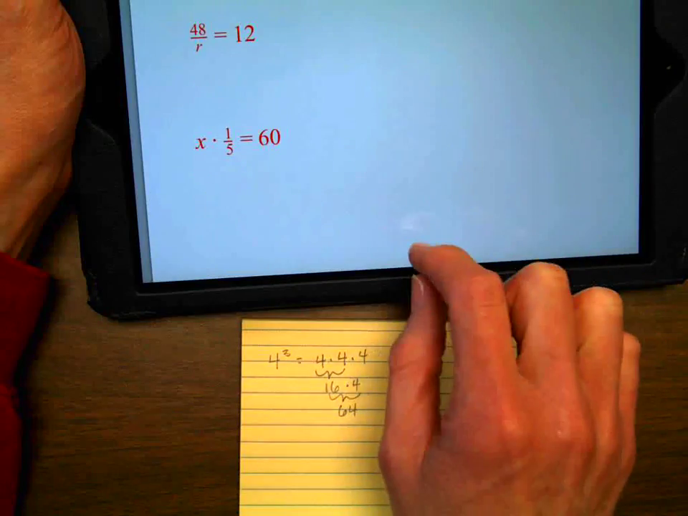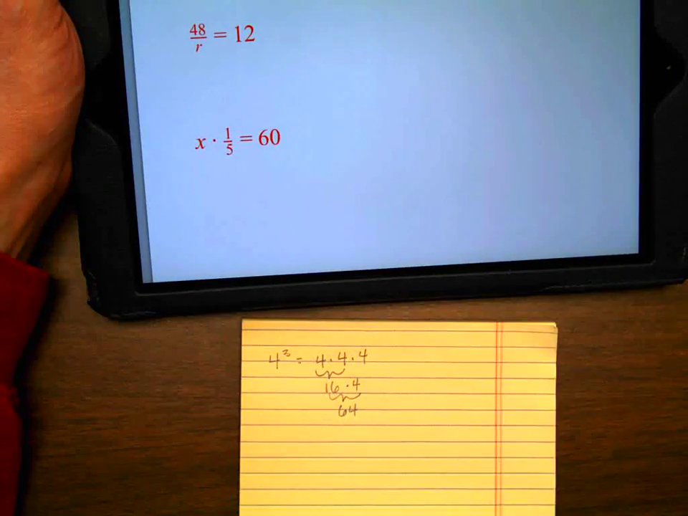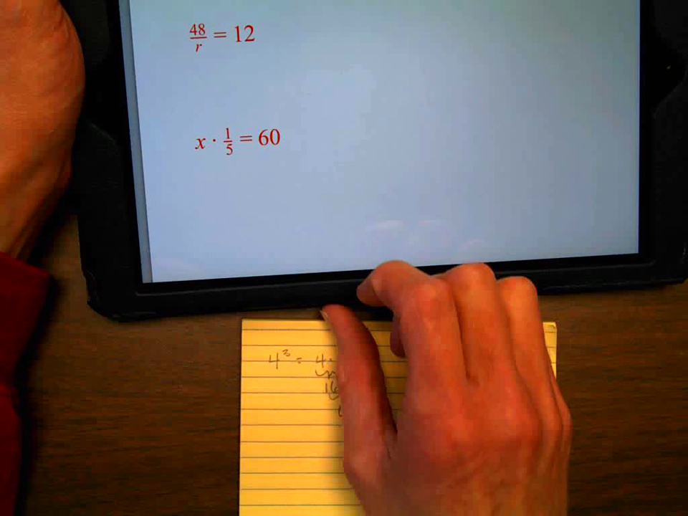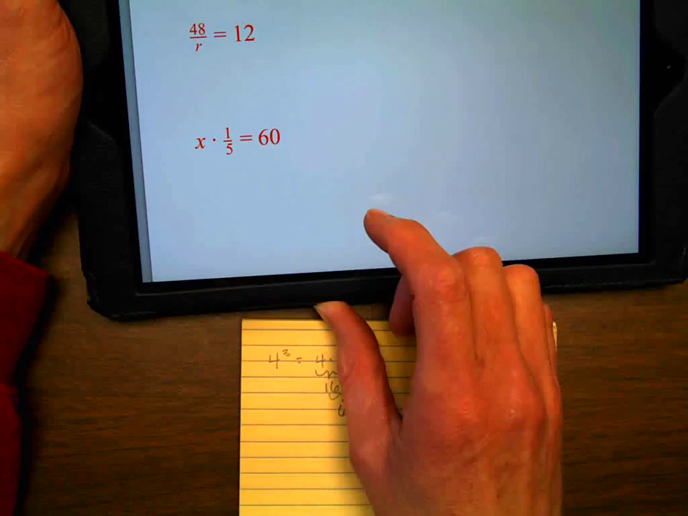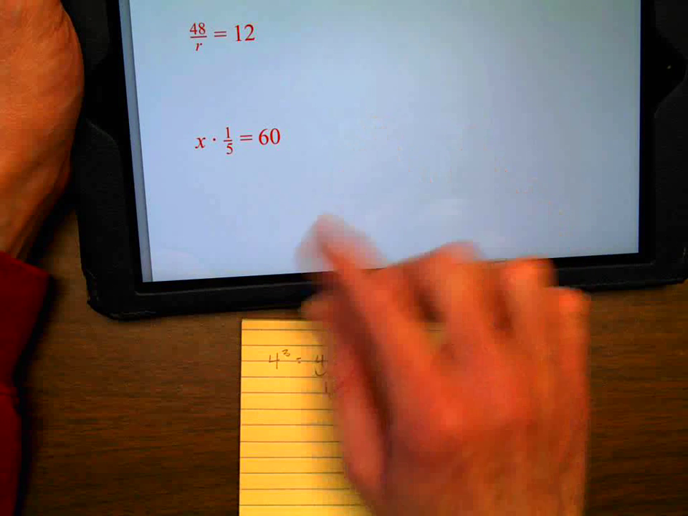You also have this one, which is a little bit harder, but I think you can do it. The last one that I have for you is x times 1/5 equals 60. That one's pretty tricky too, so I want you to try both of those, and then when we get into class, we'll talk about it together.